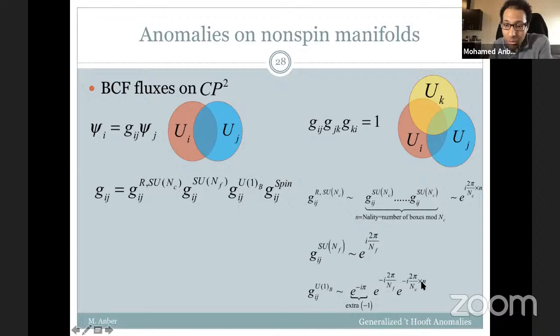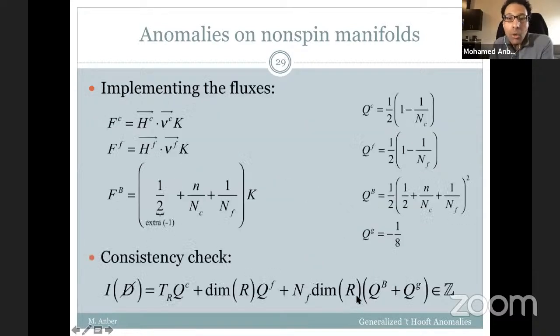So these two factors are necessary in order to, quote unquote, absorb these two phases that come from the color and from the flavor. However, I also have to account for the fact that I need a half integer flux in order to put my fermion on CP2. So there is an extra -1 here, again, because my manifold is non-spin.